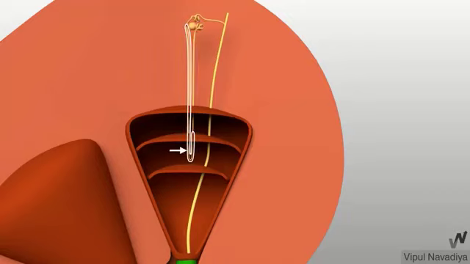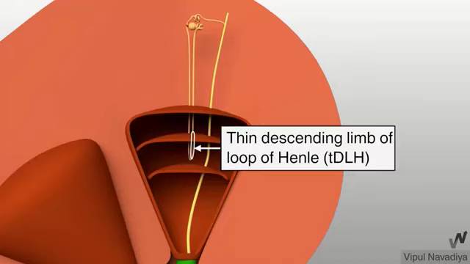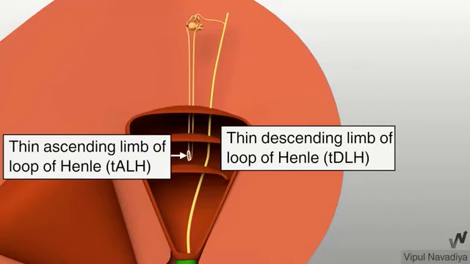The loop of Henle contains two parts, the thin descending limb and the ascending limb, and the mitochondria differ between the two parts of this loop. This is the descending limb and this is the ascending limb. The ascending limb also has two parts, thin ascending and thick ascending limb.